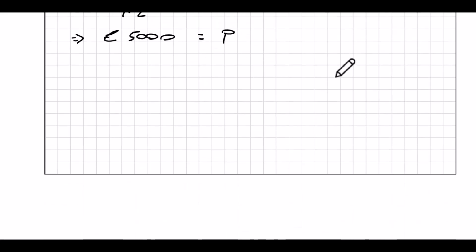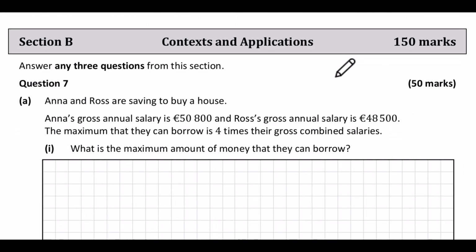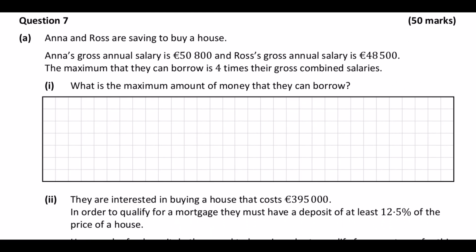Okay, so next question then is question 7. So this is the first of the longer questions. Anna and Ross are saving to buy a house. Anna's gross annual salary is 50,800 euros and Ross's gross annual salary is 48,500 euros. The maximum that they can borrow is 4 times their gross combined salaries. What is the maximum amount of money that they can borrow?